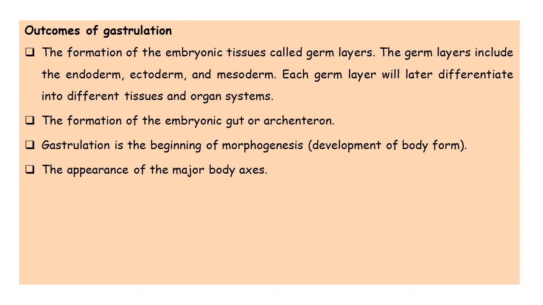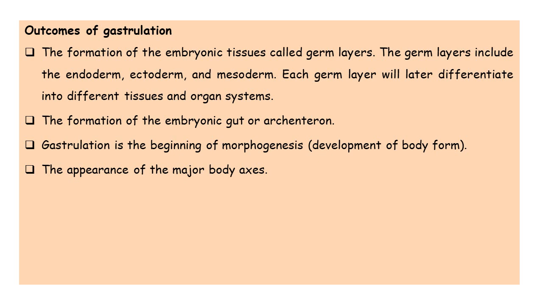So these are the outcomes of gastrulation. There will be formation of the embryonic tissues called the germ layers. All the three germ layers are formed here. The germ layers include the endoderm, ectoderm, and mesoderm, and each germ layer will later on differentiate into different kinds of tissues. These tissues form the organs, and later on the organ systems, which is ultimately going to form the complete embryo.